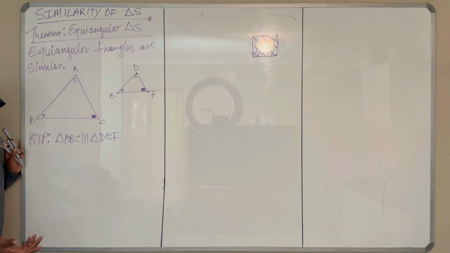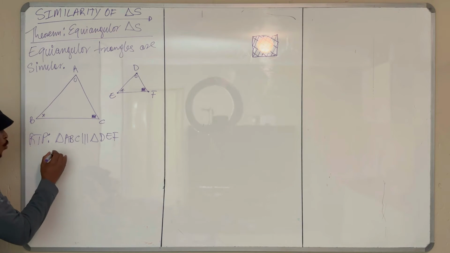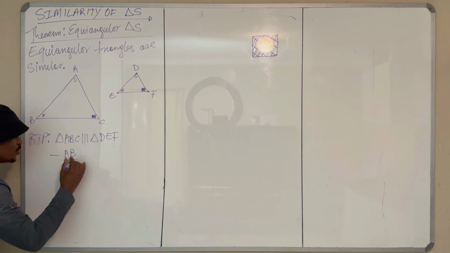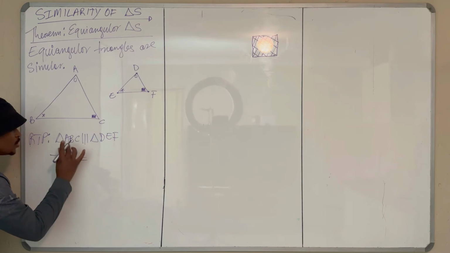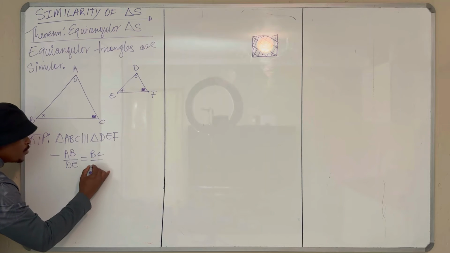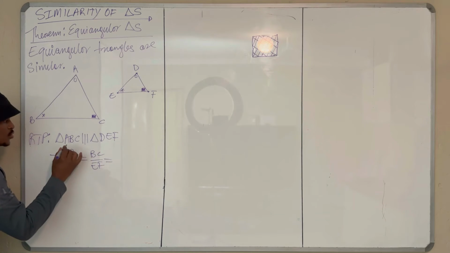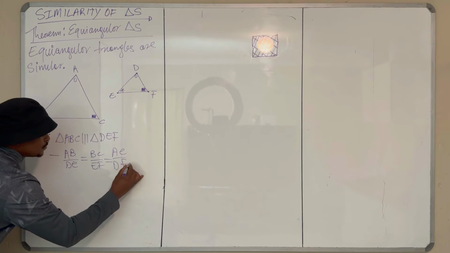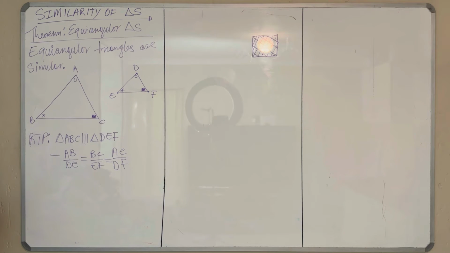I'm not sure if you understand that. Yes. So what we want to show here essentially is that AB over DE is equal to BC over EF, which is equal to AC over DF. This is what we need to prove to complete the condition for this.